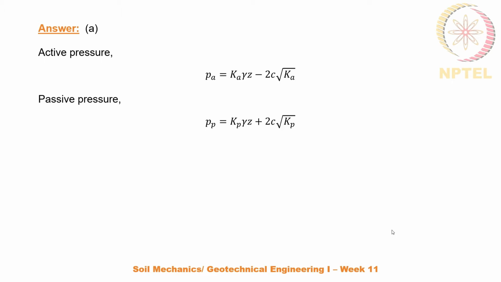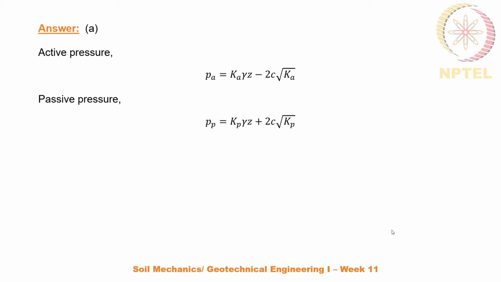Here Ka and Kp are coefficients of active earth pressure and passive earth pressure. Gamma is the unit weight of the soil and Z is the depth of the soil. And then comes the term C, which represents cohesion. So in the equation for active earth pressure, when the value of C increases, the active pressure decreases.